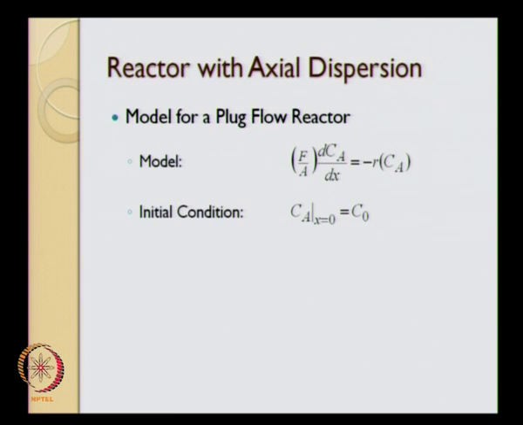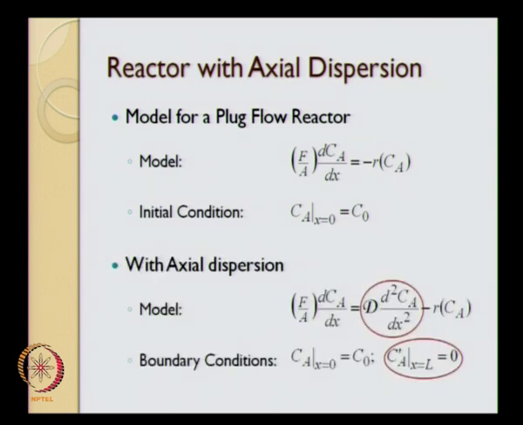So if there is significant axial dispersion in the system, we have a model of a reactor with axial dispersion. What happens is the overall system remains the same, we only have an axial dispersion term that comes into this overall model.